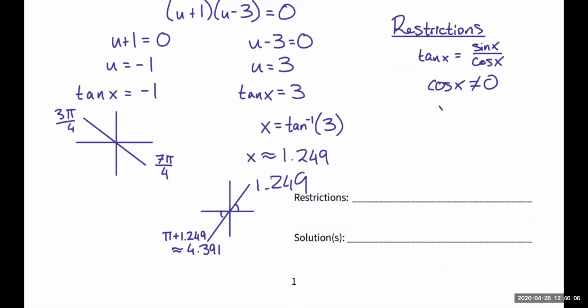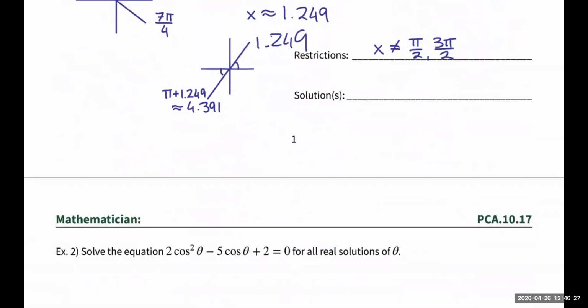And the values where that would happen are pi over 2 and 3 pi over 2. So x cannot be equal to either of those measures. Right, that works out for us because we didn't get that with our solution, so we don't have to eliminate any of our solutions. So we'll just copy down our restrictions there, and then we have 4 total solutions for x. So x is equal to 3 pi over 4, 7 pi over 4, 1.249, and 4.391.